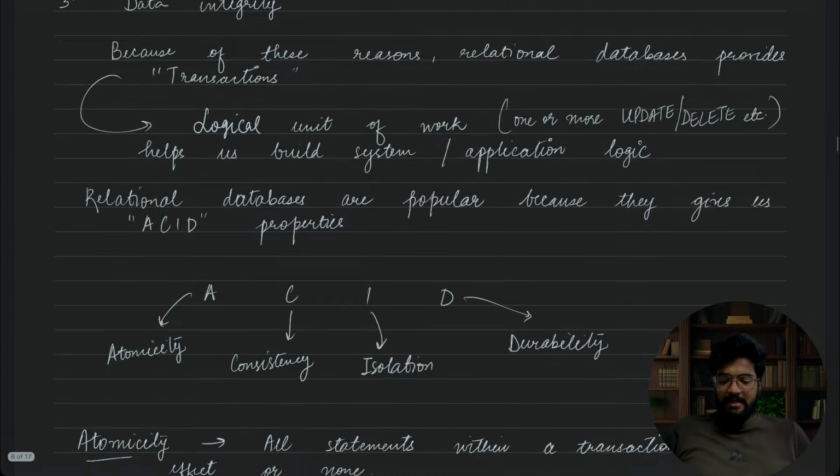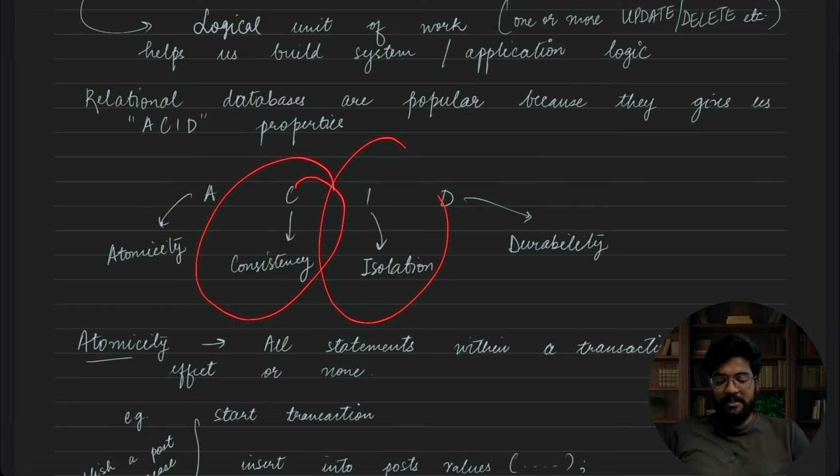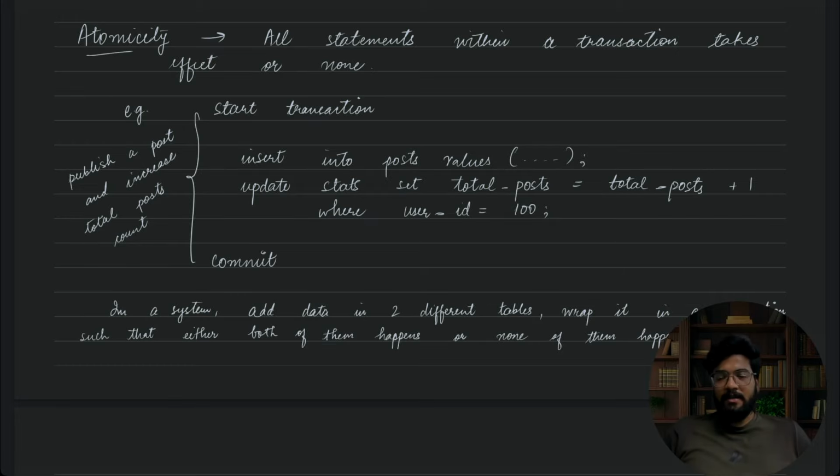Now, these ACID properties may seem fancy, but relational databases are popular because of them. ACID stands for atomicity, consistency, isolation, and durability. Now, let's talk about each of them one by one. First, let's talk about atomicity. This is the property that states that in a single transaction, either all of these statements will be executed or none of them will be executed.